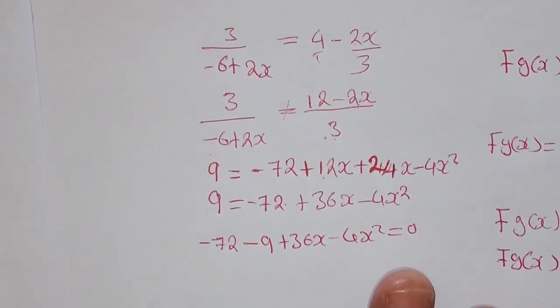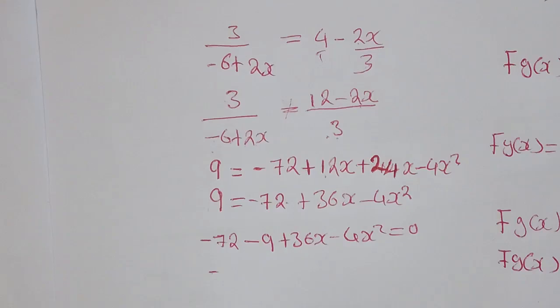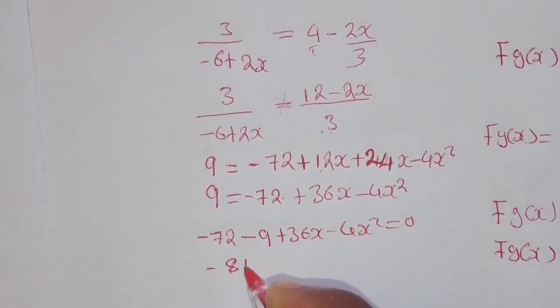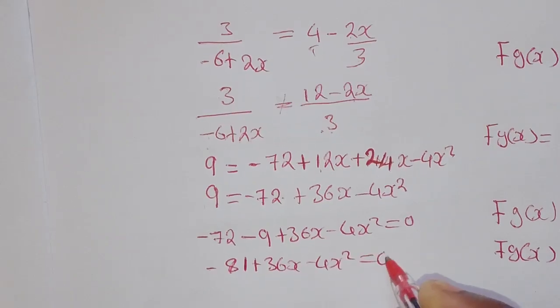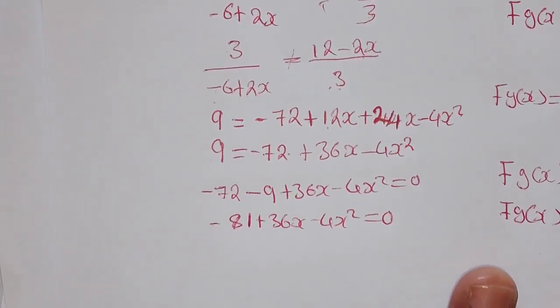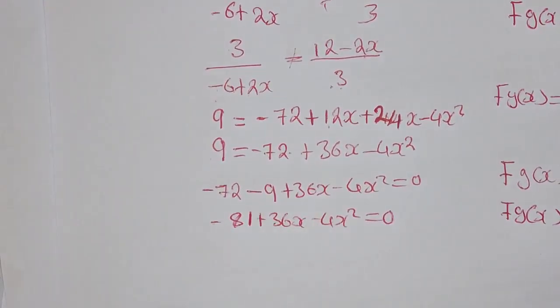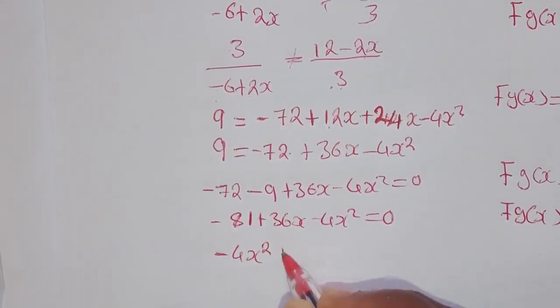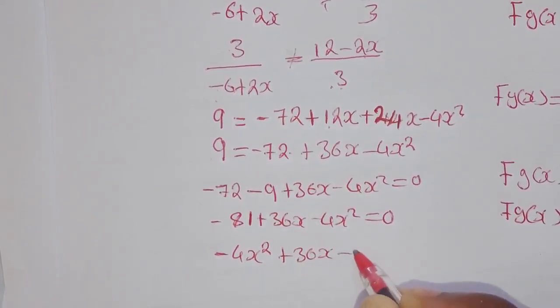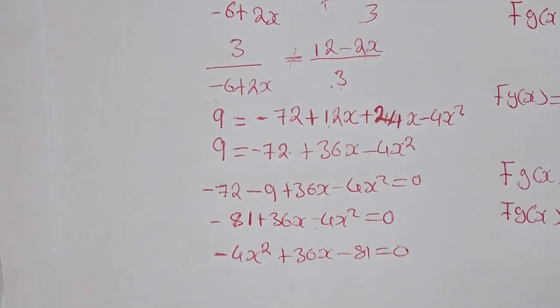So negative 72 minus 9, since we're dealing with the same sign, we just add. So this will give us 81. Don't forget the negative; you get the sign from the bigger number. So negative 81 plus 36x minus 4x squared is equal to 0. Okay, then we can arrange this in a quadratic equation. So if we arrange this in a quadratic equation, we're going to have negative 4x squared plus 36x minus 81 is equal to 0. So this and this are one and the same. We've just rearranged.